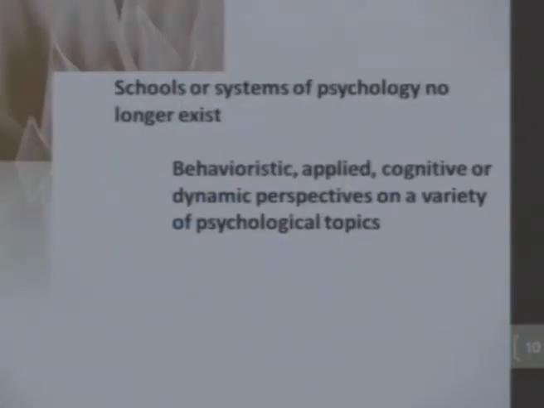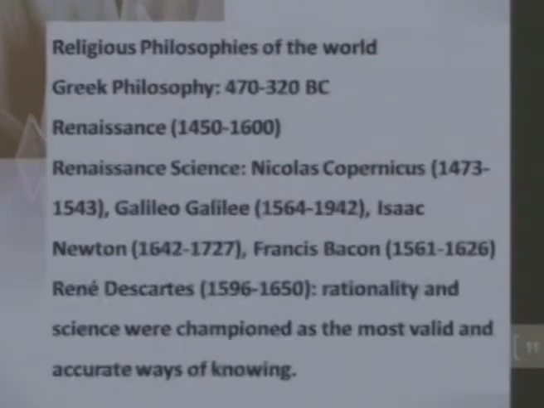Schools or systems of psychology no longer exist today. What exists today are, as we know, behavioristic, applied or cognitive perspectives. We know that today we have perspectives, not schools. Before we begin our discussion on schools, like functionalism and structuralism, the early schools of psychology, here is the beginning of the beginning. What is the beginning of the beginning?